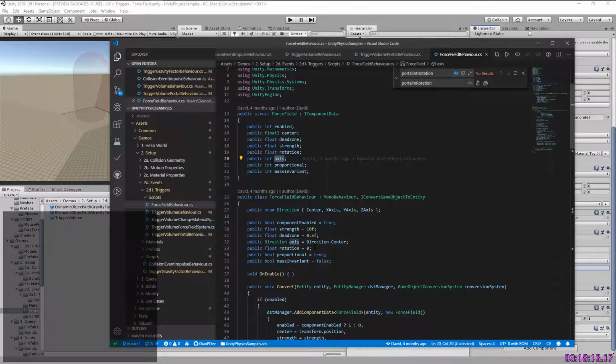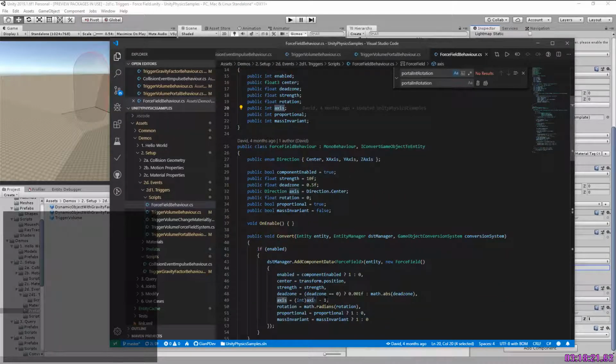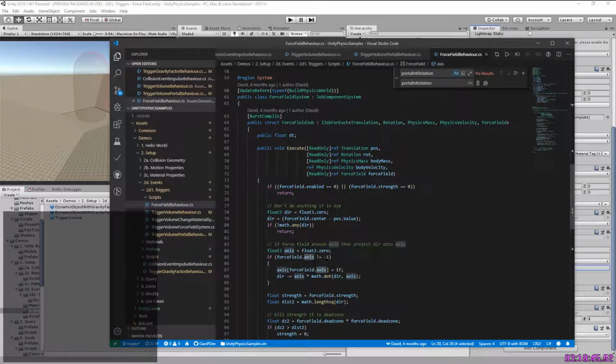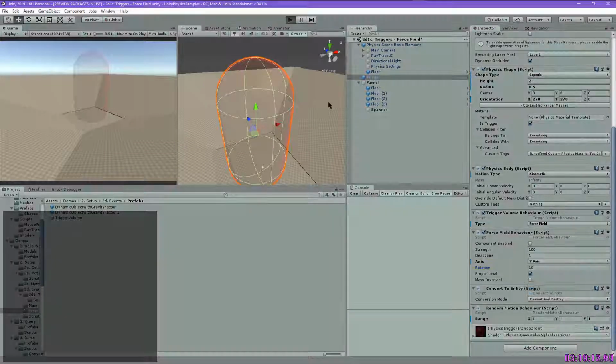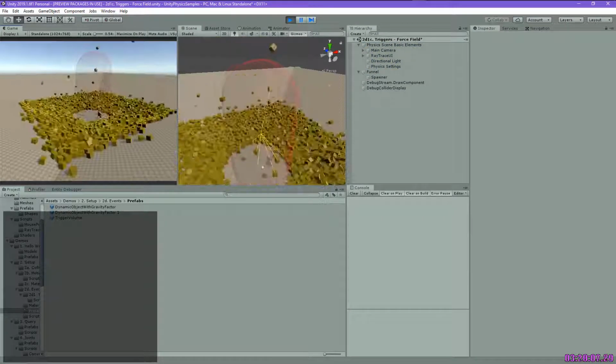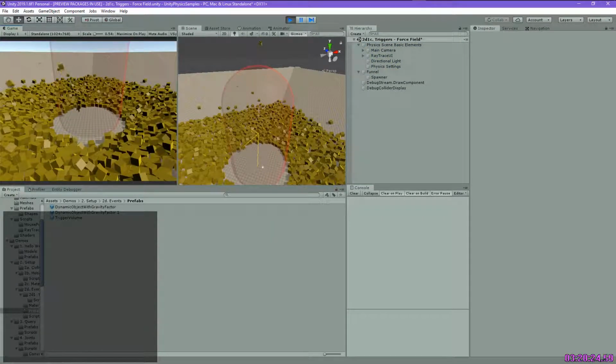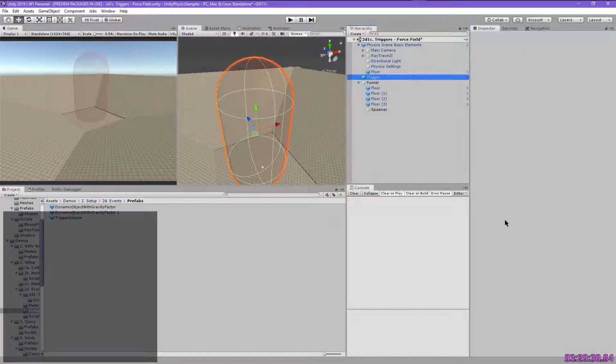So the axis is an integer, and minus it by 1. So if it's center, the direction is, the axis is -1. X-axis is 0, y-axis is 1, z-axis is 2. So if it's center, it does this calculation. Still doesn't feel like a force field though, because it kind of absorbs it, not push it away. So it's pushing it up if it's y, the y-axis.